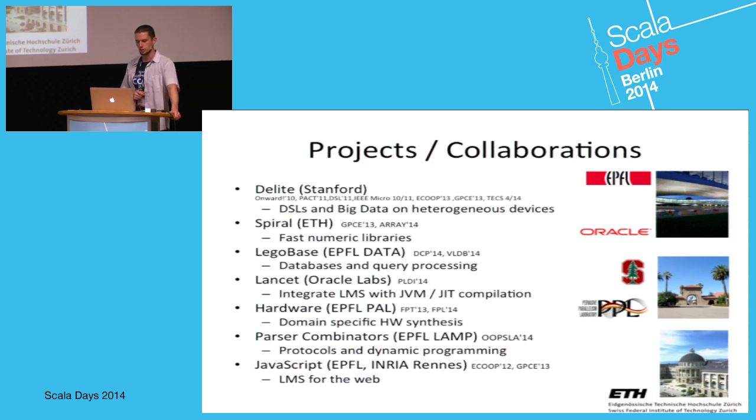Another project we've been working on with Markus Püschel's group from ETH is Spiral. Spiral is a program generation system for fast numeric libraries like fast Fourier transforms and linear algebra transformations. It was also developed independently over many, many years. We worked with Markus Püschel and his students to re-implement the core of Spiral on top of Scala and LMS. There we also used interesting programming techniques, like, for example, type classes.